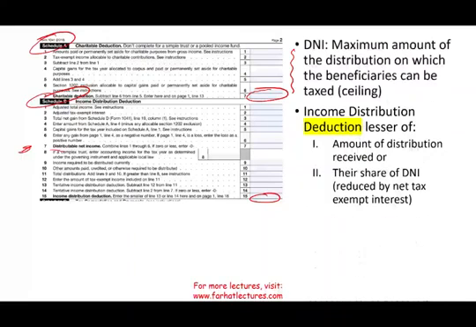So what's the DNI? Well, the DNI is the maximum amount of distribution on which the beneficiaries can be taxed. So first you have to compute how much the beneficiary can be taxed on. This is the maximum amount. Now, why is this important? You might give the beneficiary more money than they should be taxed on. For example, let's assume, for the sake of simplicity here, you gave the beneficiaries $1,000. This is what you actually distributed to the beneficiaries, but the trust only made, just for the sake of the example, $400. So $600. Hold on a second.